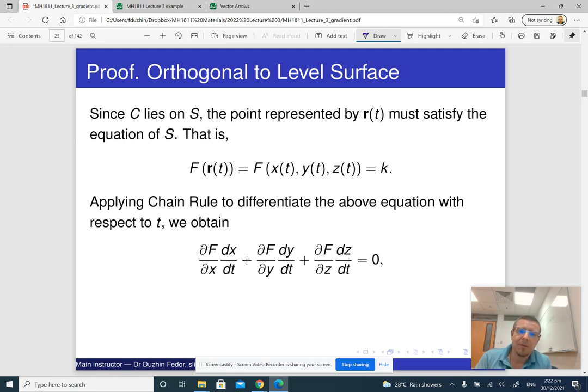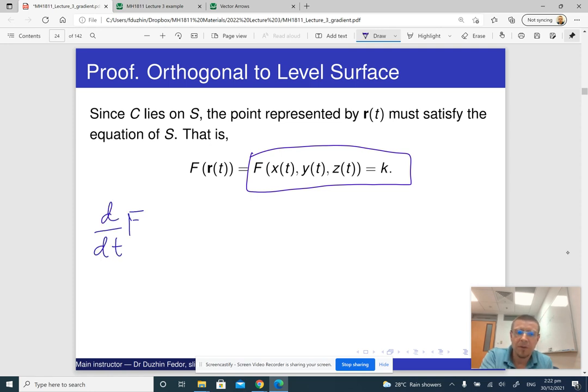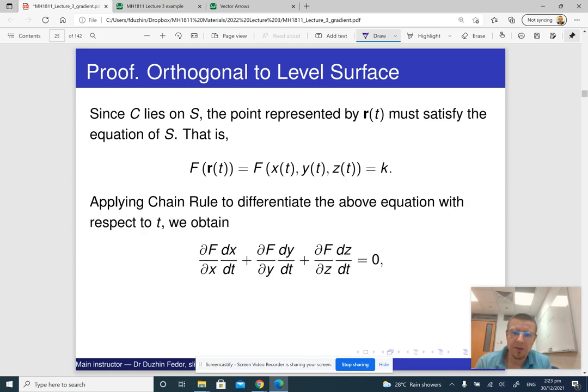But now we can use the chain rule to differentiate this. So let me show it to you. So we have this expression, and now we're going to differentiate F with respect to t. So it's going to be the derivative of F with respect to x times x differentiated with respect to t, plus the derivative of F with respect to y times y differentiated with respect to t, plus F_z times dz/dt. On the other hand, this is constant, and the derivative of a constant is zero. Right, so we will get this equation. And this is essentially the same equation, only in different notation.